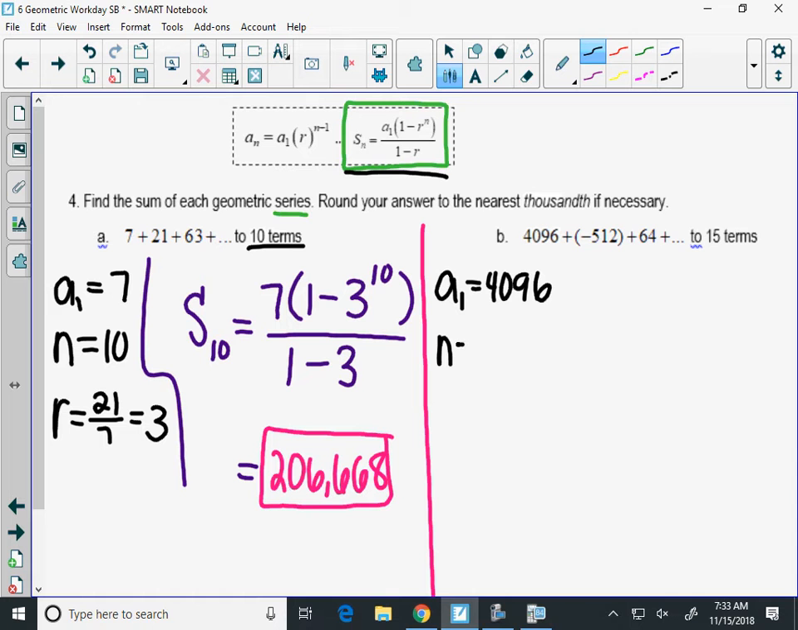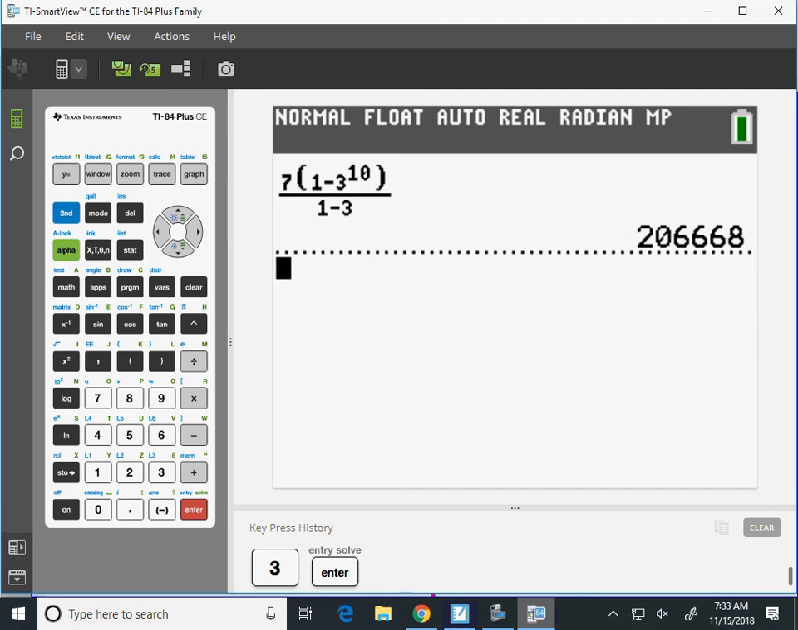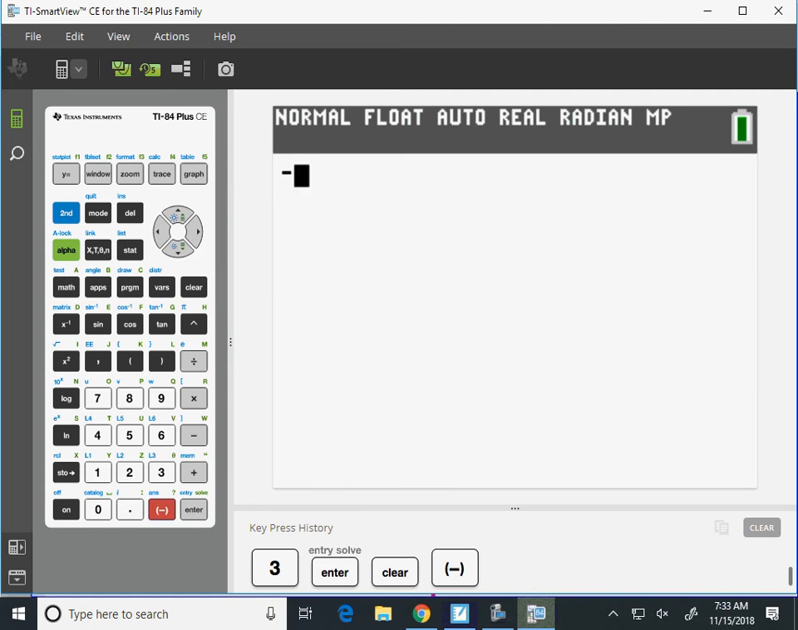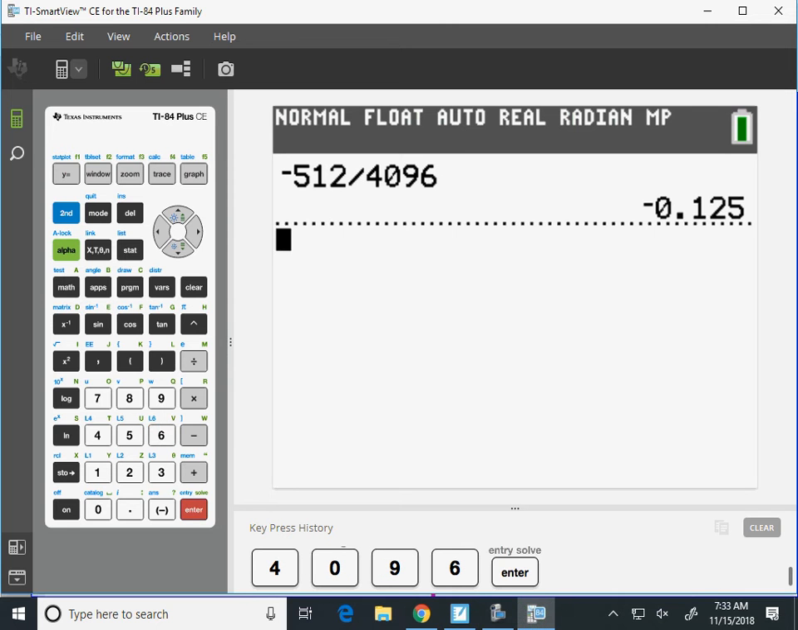My term number that I'm adding up to is 15. And the common ratio here, let's figure it out. Negative 512 over 4,096. Let's type it in. Negative 512 divided by 4,096 gives me negative 0.125.